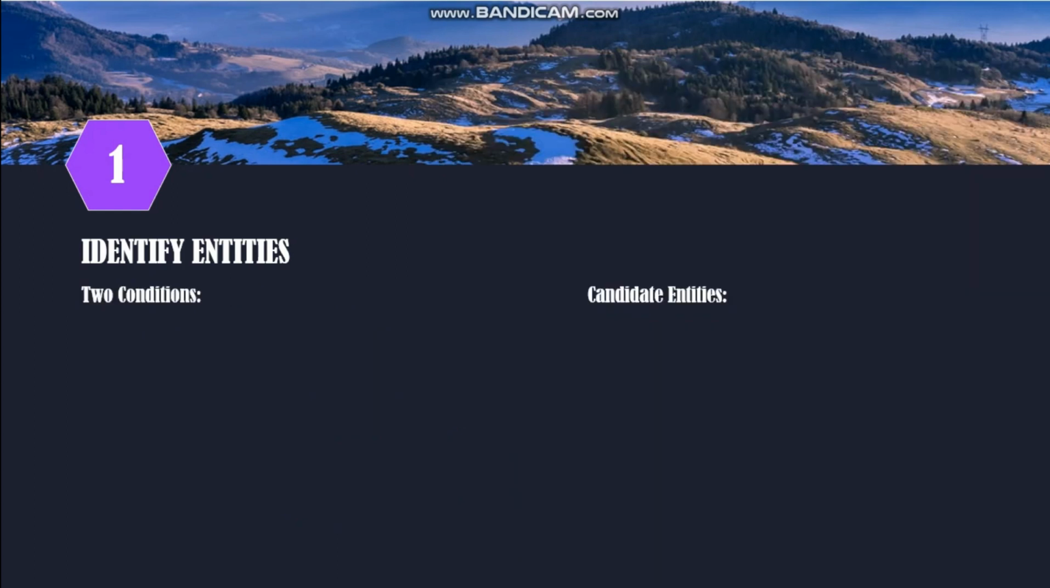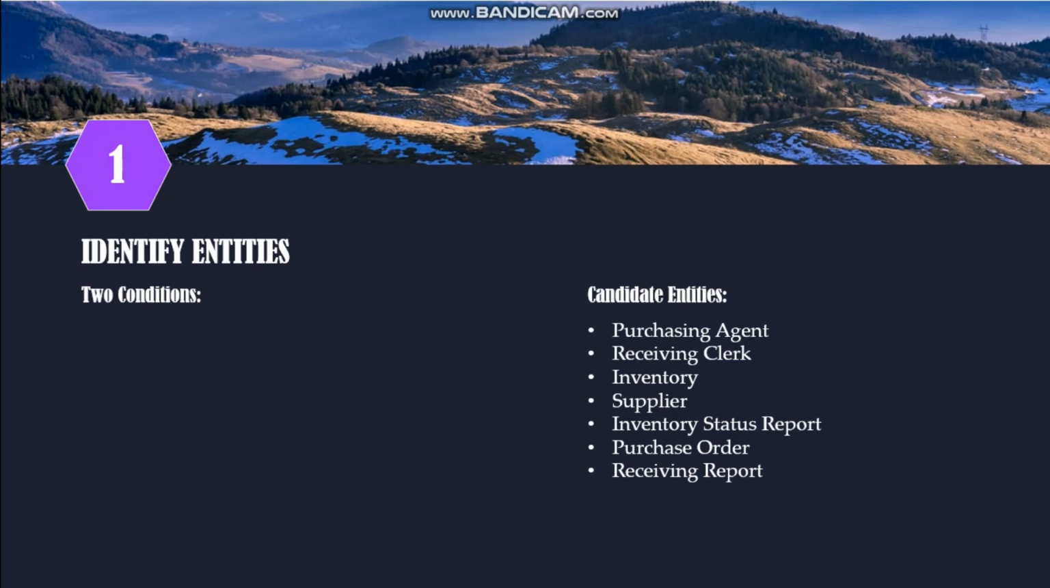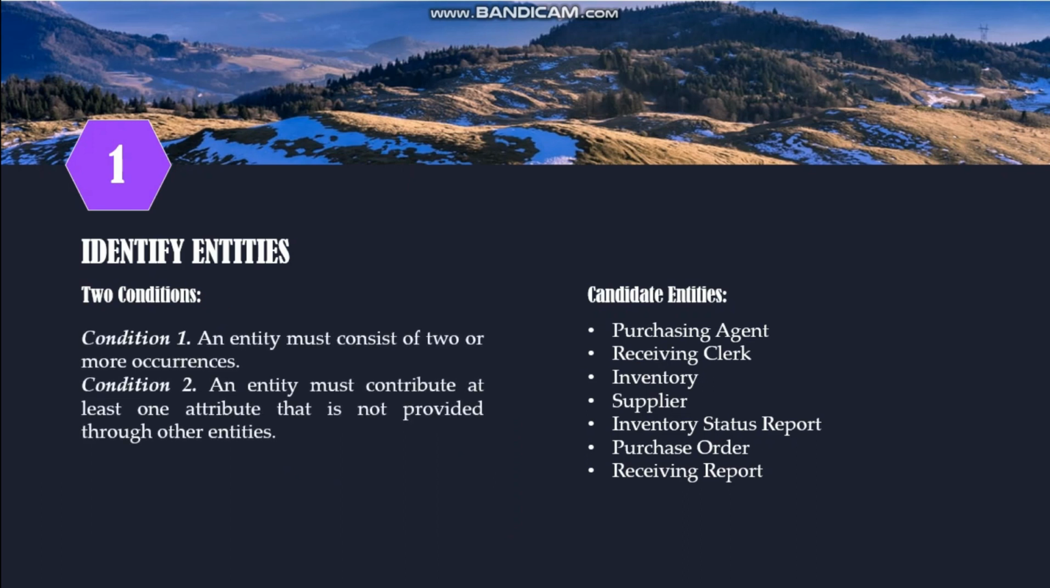A number of candidate entities can be identified in the previous description. These are purchasing agent, receiving clerk, inventory, supplier, inventory status report, purchase order, and receiving report. But not all of these candidates are true entities that need to be modeled in the database. So to pass as valid entities, 2 conditions need to be met.